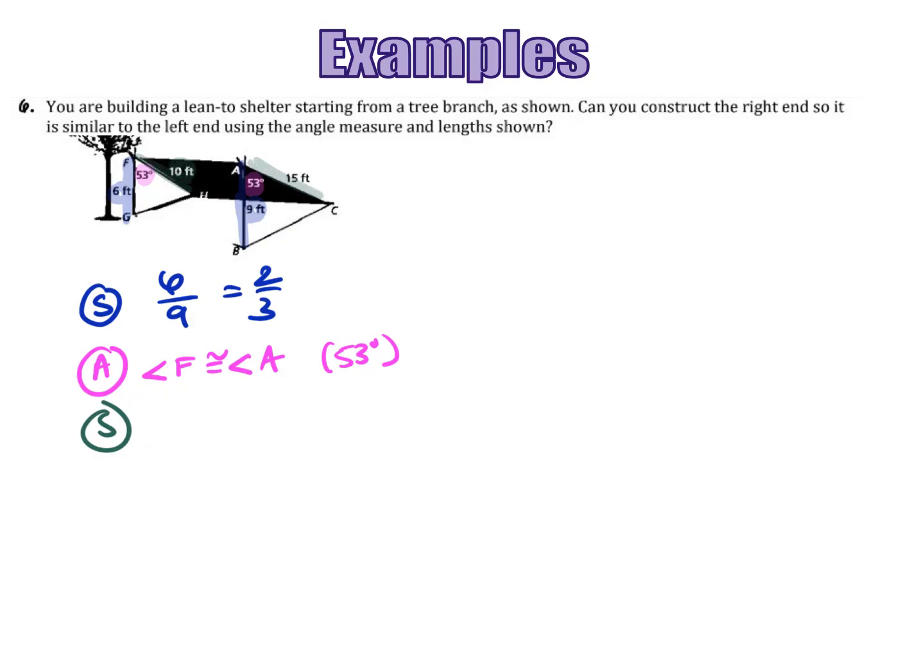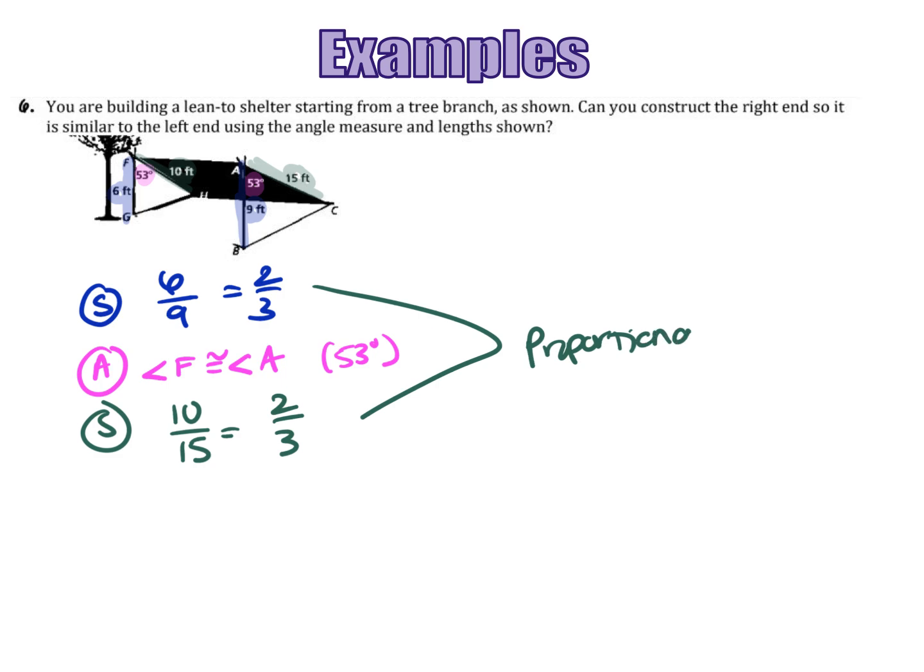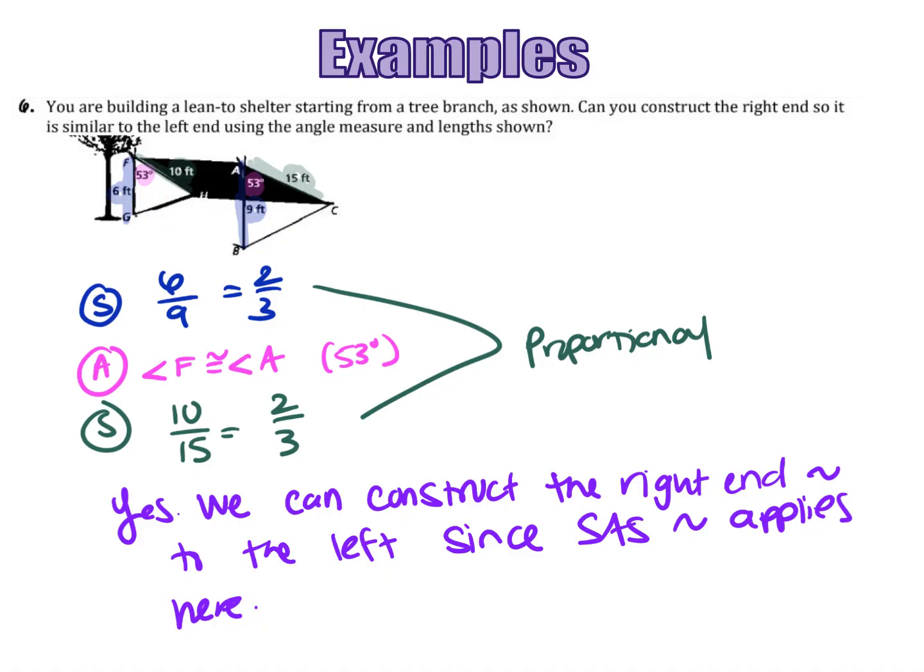That would be 10 and 15. And if we simplify this by dividing by 5, we get 2/3. So those 2 sets of sides are proportional. So yes, we can construct the right end similar since the sides are proportional and the included angles are congruent. So we can use side angle side similarity here. So let's go ahead and write a sentence to answer that question. And there we go. Now we have a sentence that answers the question being asked.